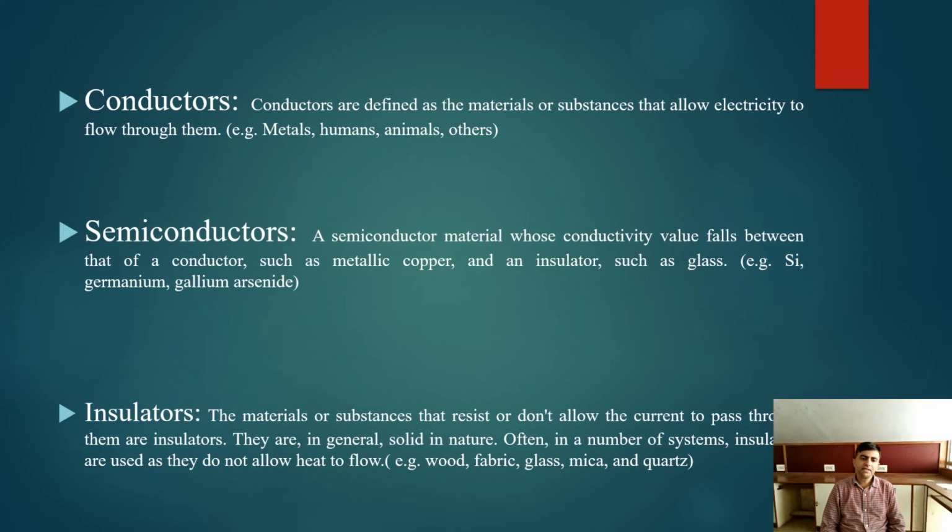And semiconductors are those materials whose conductivity falls between that of a conductor, such as metallic copper, and an insulator, such as glass. Examples of semiconductors are silicon, germanium, gallium arsenide. And then insulators are materials or substances that resist or do not allow current to pass through them. They are in general solid in nature, and insulators do not allow heat to pass through them. These are wood, fabric, glass, mica, and quartz.